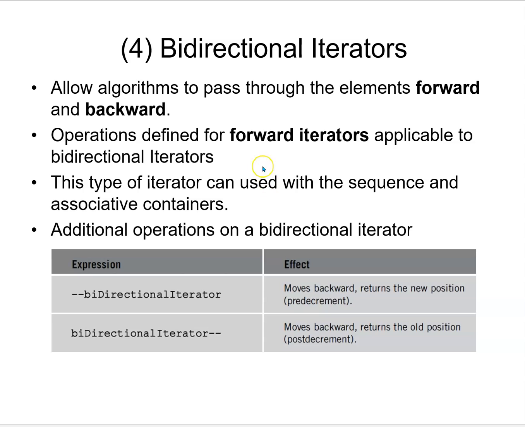And bidirectional allows algorithms to pass through the elements forward and backwards. Operations defined for forward iterators are applicable to bidirectional iterators. This type of iterator can be used with the sequence and associative containers, and there are additional operators, particularly the minus operator.